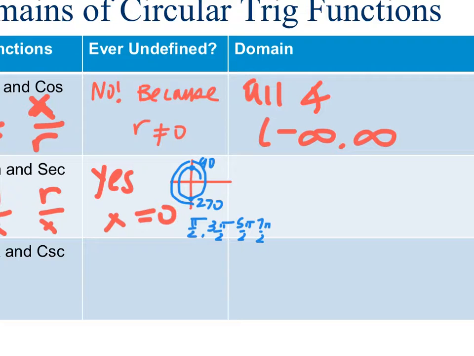So the way that we could write our domain is we could say that the function is defined for all angles. I don't know what just happened there. Hold on a minute. Okay, sorry about that.